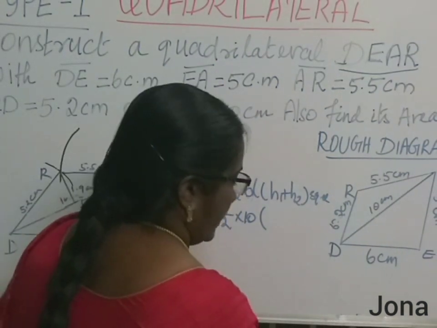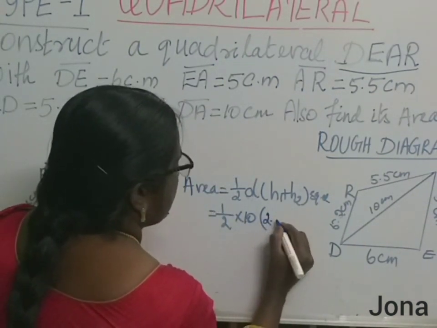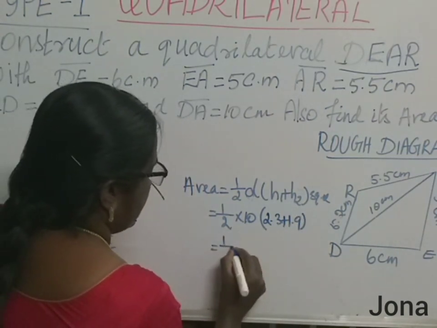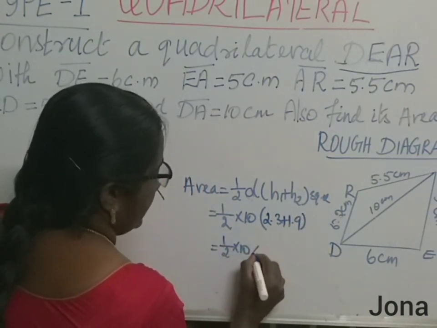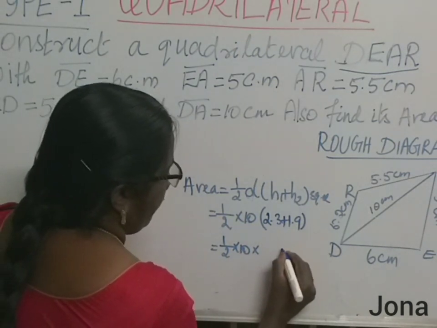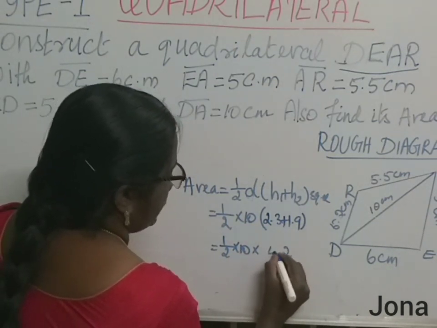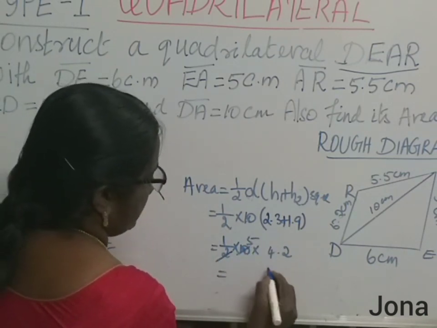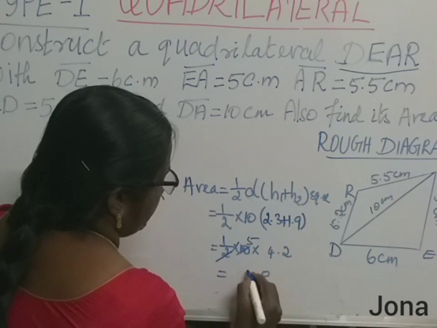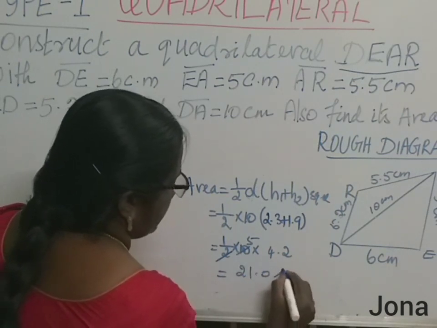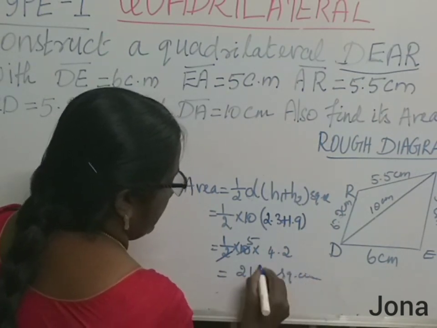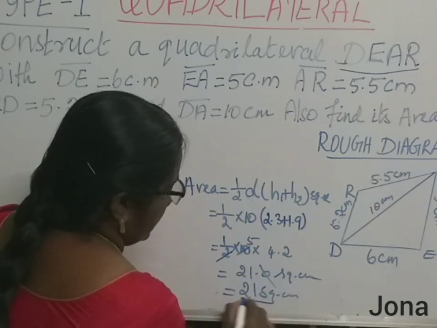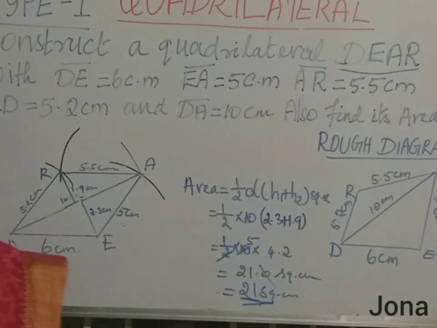I can substitute these values here now. So 2.3 plus 1.9 is equal to 1 by 2 into 10 into, if you add these two, 4.2. So cancel these two, 5 times 4.2, which is equal to this much square centimeter. We can leave this 0. So 21 square centimeter. So our answer is 21 square centimeter.